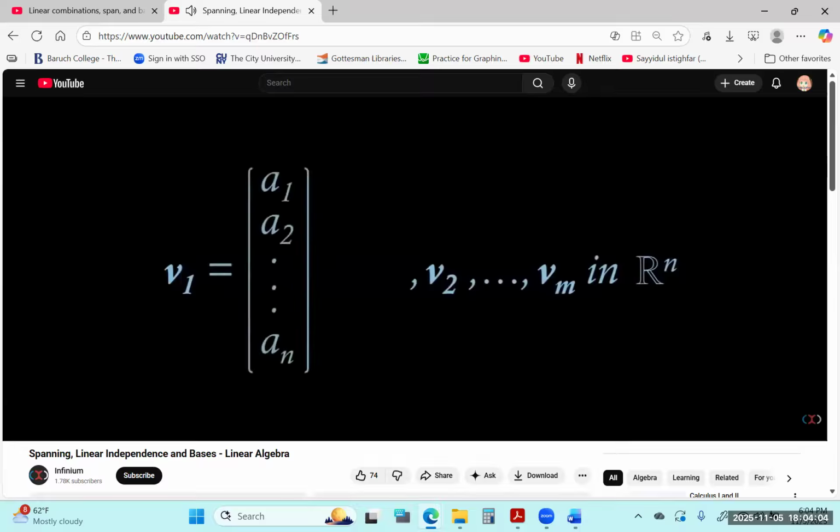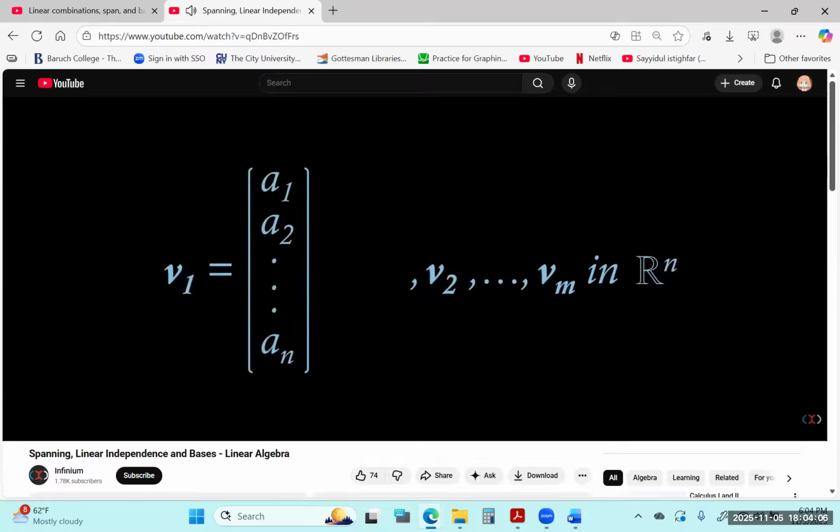Today, we explore some of the basics of linear algebra. This includes understanding what it means for a set of vectors to be linearly independent, to span, or to form a basis within a field. We consider the set of vectors v1 through to vm in a field Rn. This means column vectors with n entries.